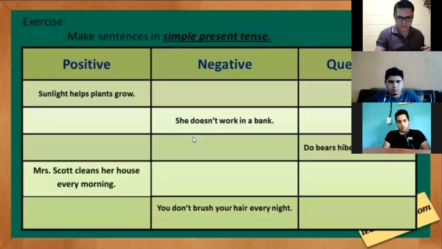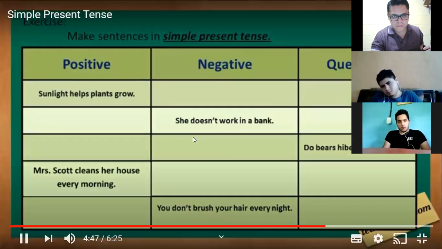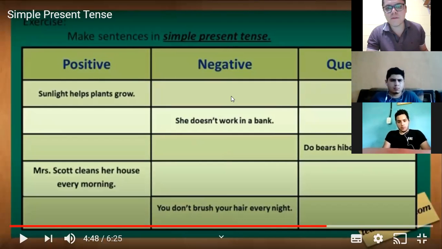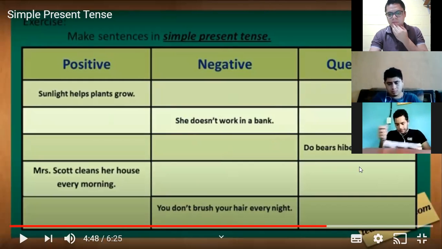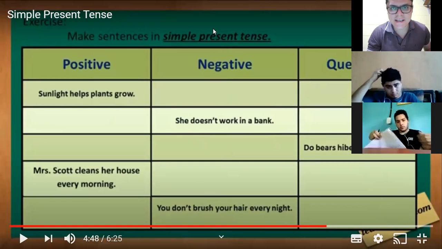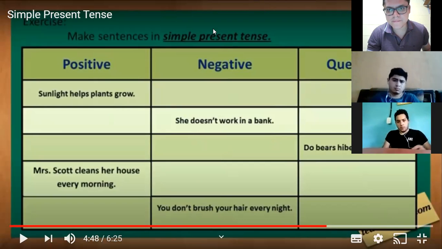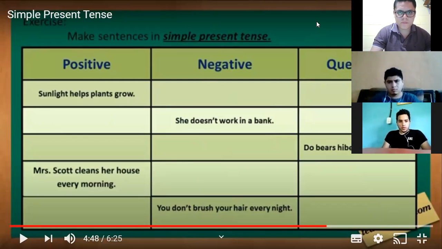For our exercise, make sentences in simple present tense. Okay, all right, guys. So look at the chart you have. I want you to complete this chart, okay? This column is for positive, this column is for negative, this column is for questions. Okay, I'm going to give you the first example. All right, so positive: sunlight helps plants grow.